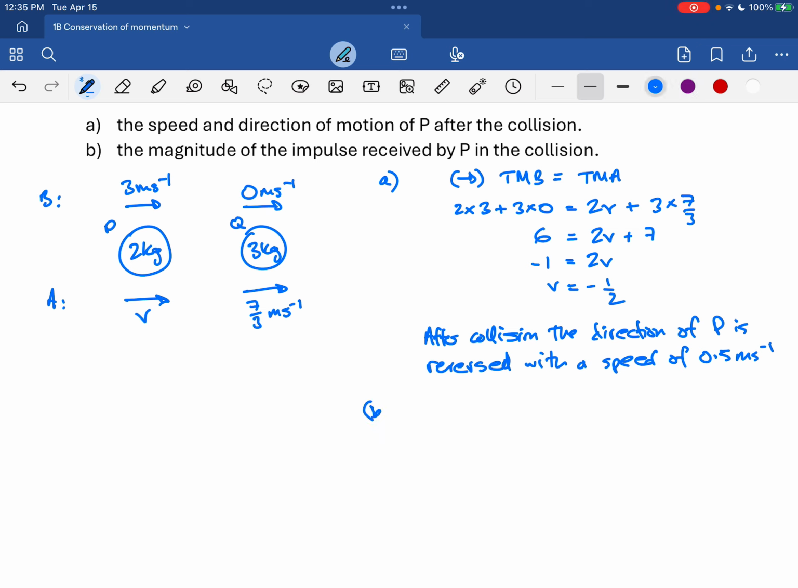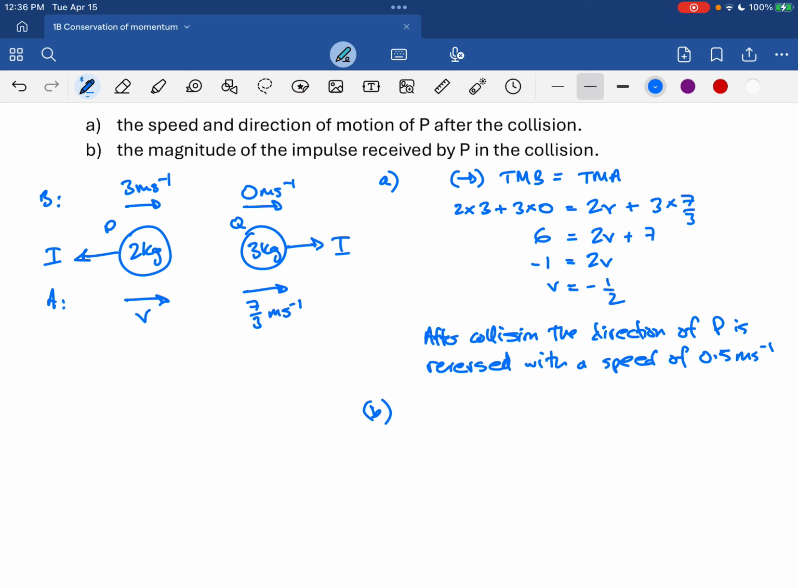So question B, I want you to find the magnitude of the impulse received by P in the collision. Because these two things are colliding, Q's being struck by P, so Q will receive an impulse in that direction. And P will feel an equal and opposite impulse in that direction. Or rather, an equal impulse in the opposite direction. So that's what they both feel.